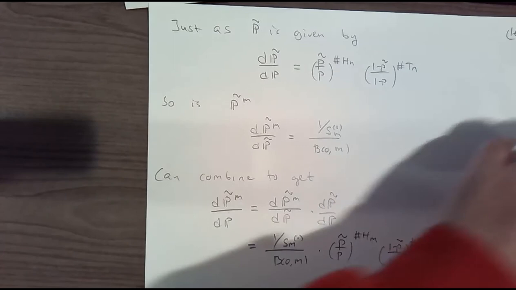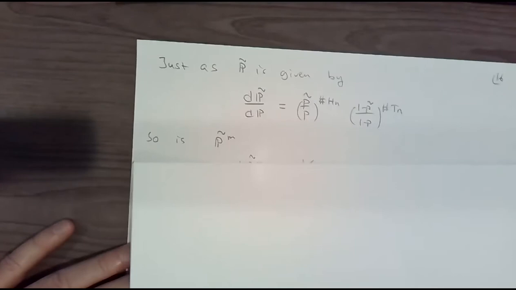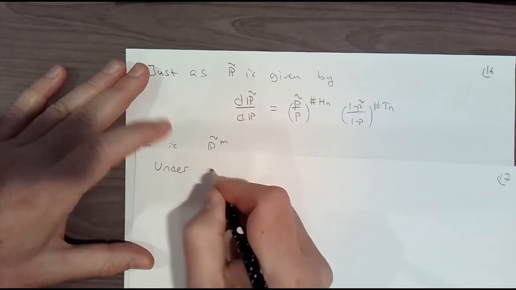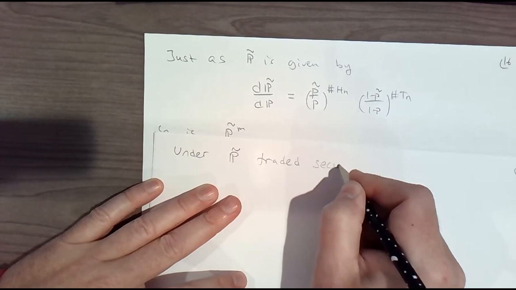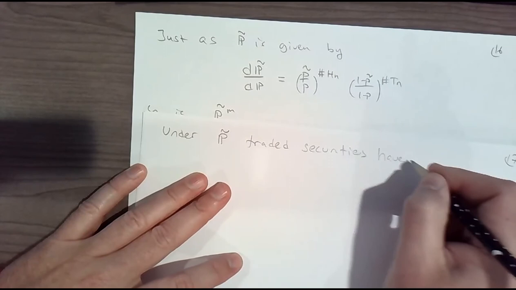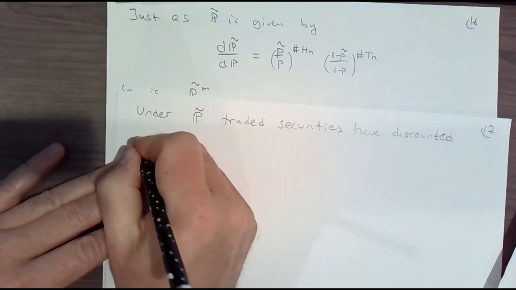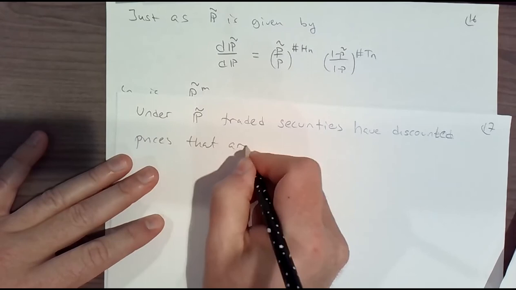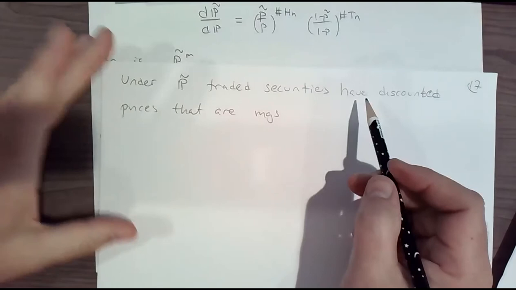And there are other properties that you can get out. One other thing that we had talked about when we talked about Radon-Nikodym derivatives was the martingale property. We also know that under P tilde, traded securities have discounted prices that are martingales. Okay, so what does that mean? Traded securities have discounted prices that are martingales.